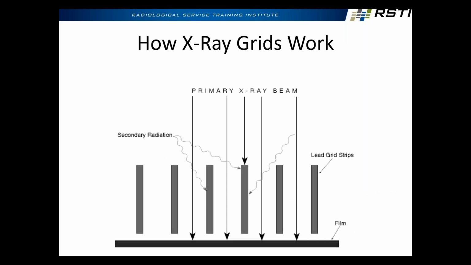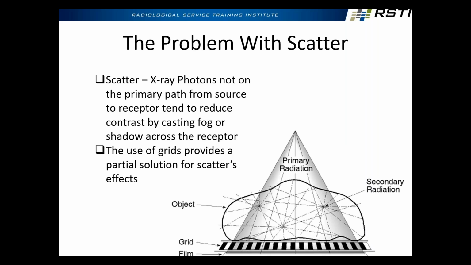Right? So here we get the idea. In this case, you can see the strips are vertical lead grid strips. That's how they would be in the center of the grid. But with a focused grid like we have here, you can see how they kind of fan out as you move from the center toward the edge. Again, that is to match the angle of divergence of the beam itself.